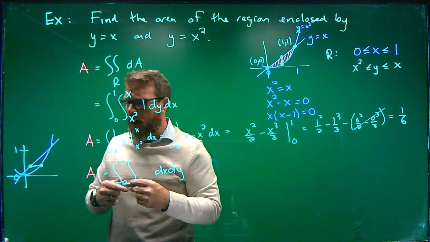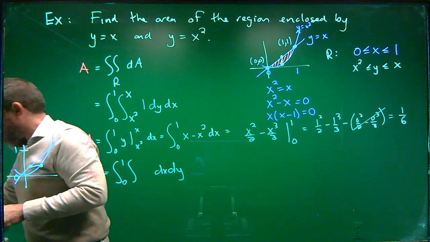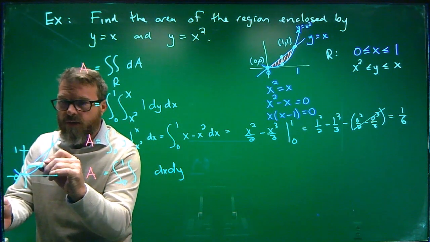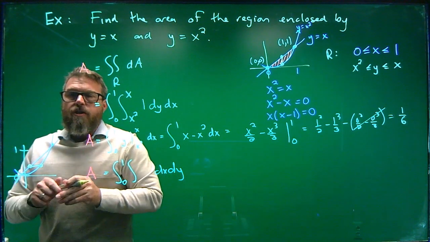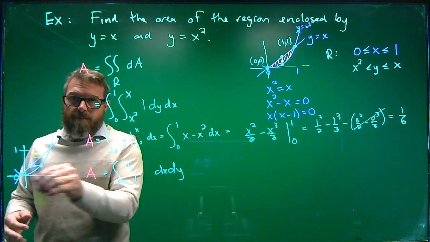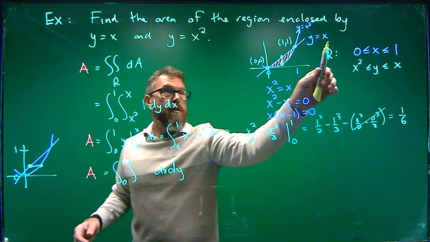And now I have to figure out the left and right bounds of this thing. Like, what about this piece right here? And what about this piece right here? Since these are now x values, I have to solve these equations for x.